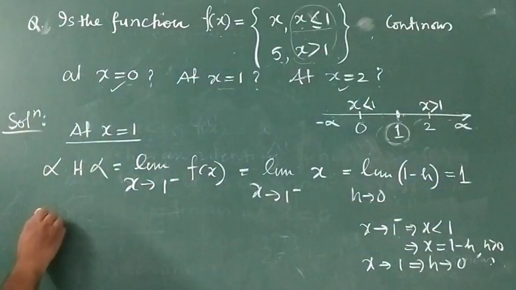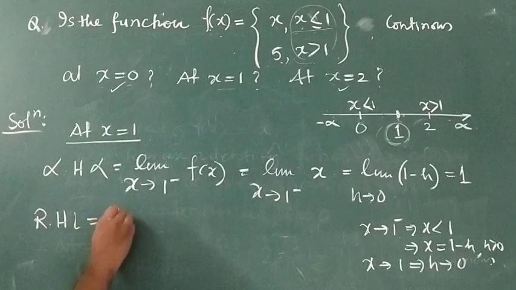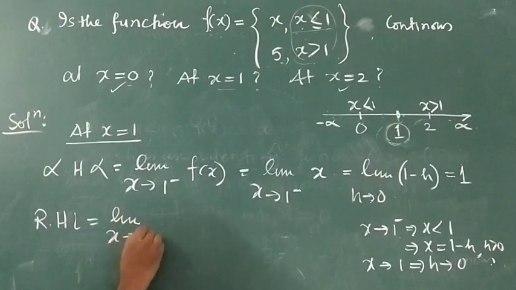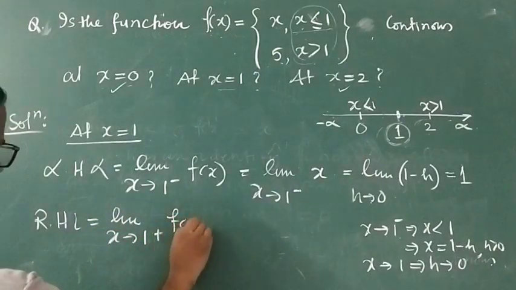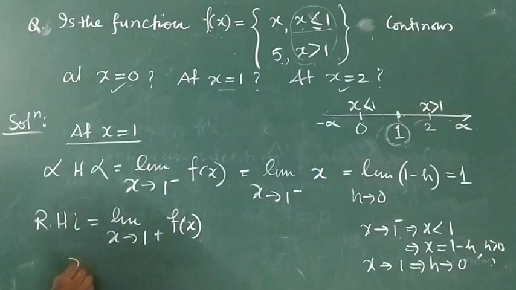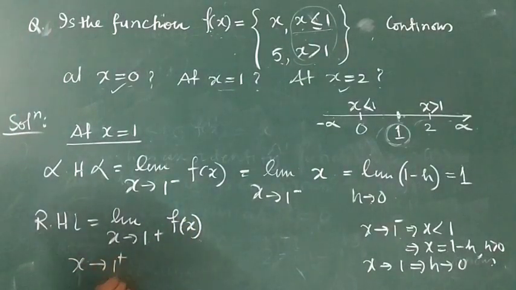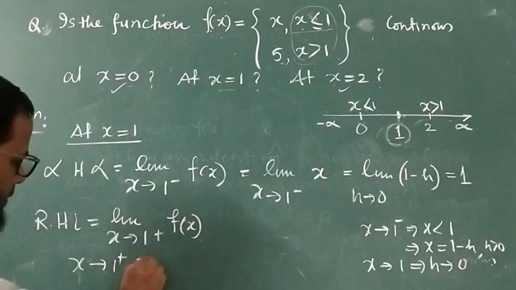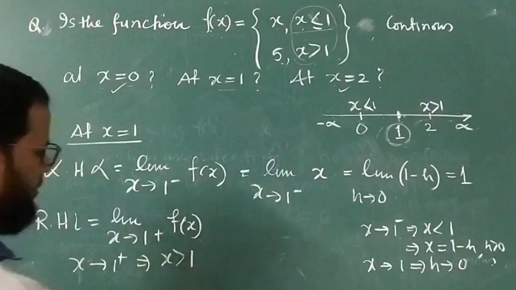Similarly, right hand limit, x tends to 1 plus of f(x), and x tends to 1 plus means x approaches 1 from the right, so we can write x is greater than what? 1.